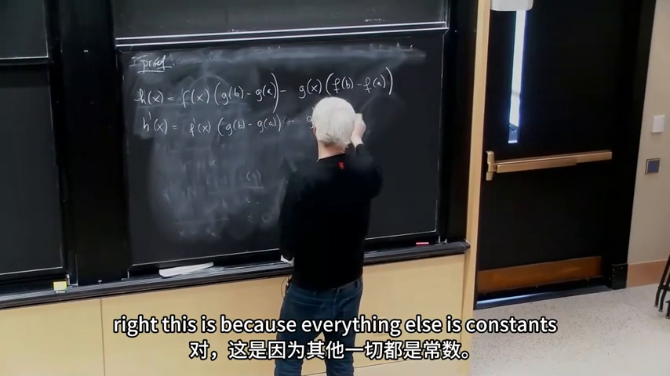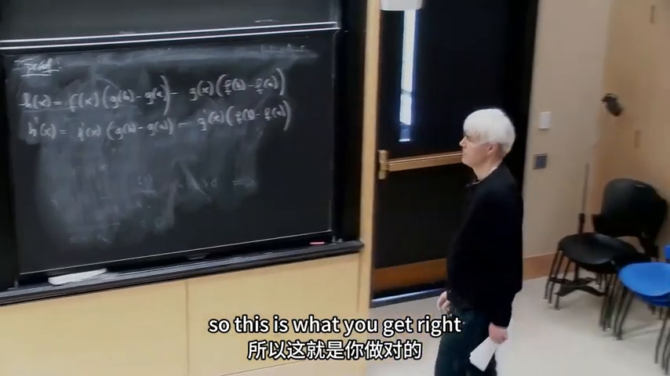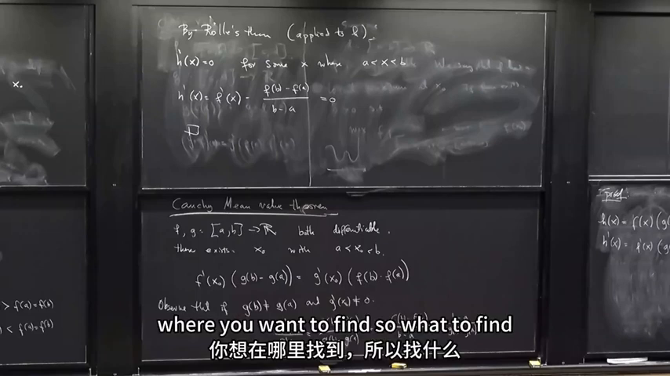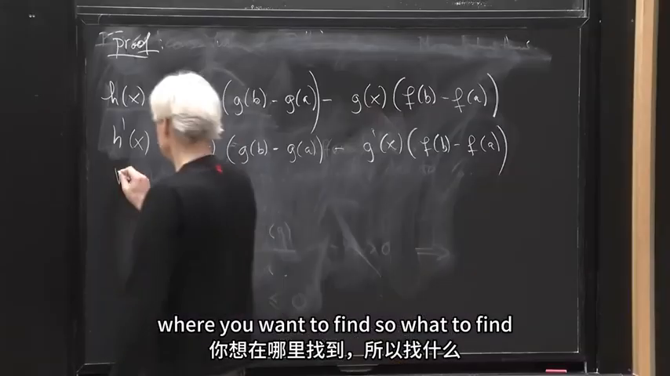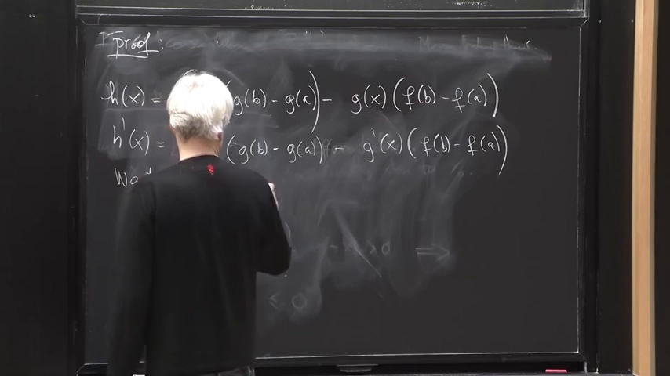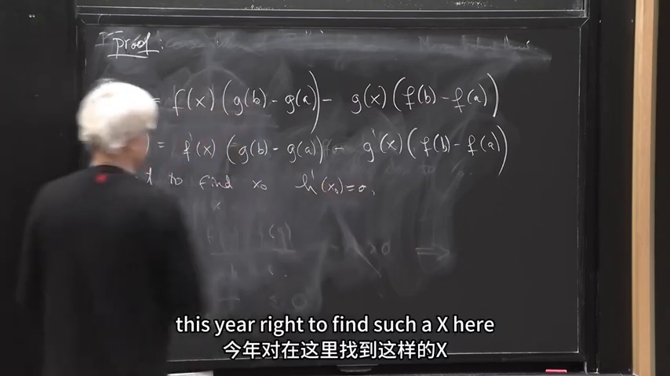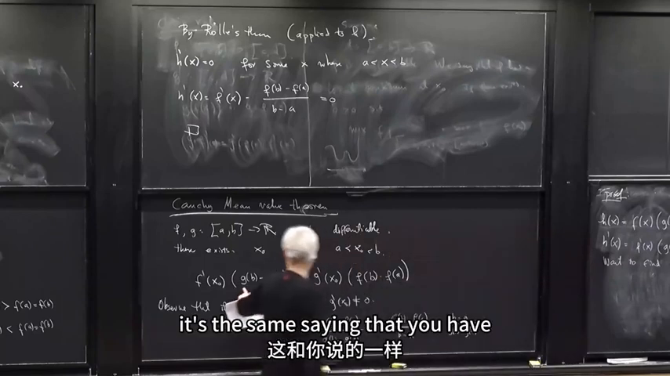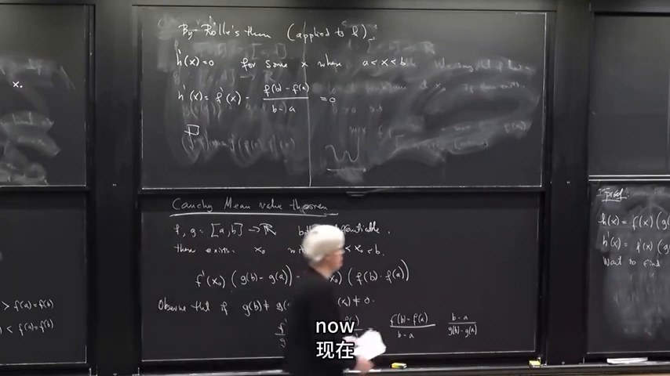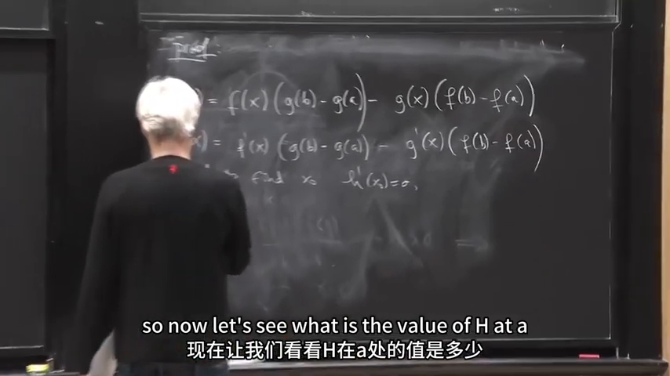Right, this is because everything else is constant. So this is what you get, right? And you want to find an x0 where this thing here is 0. To find such an x0 is the same as saying that you have to find an x0 over here, right? Now let's see, what is the value of h at a?